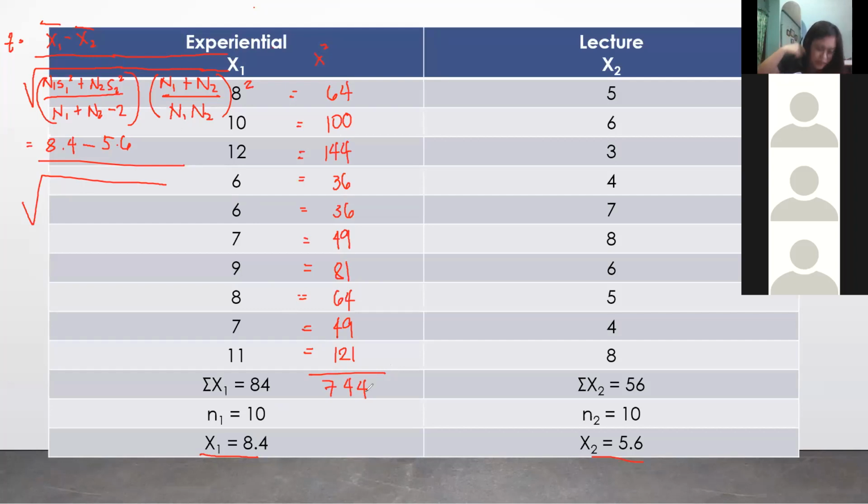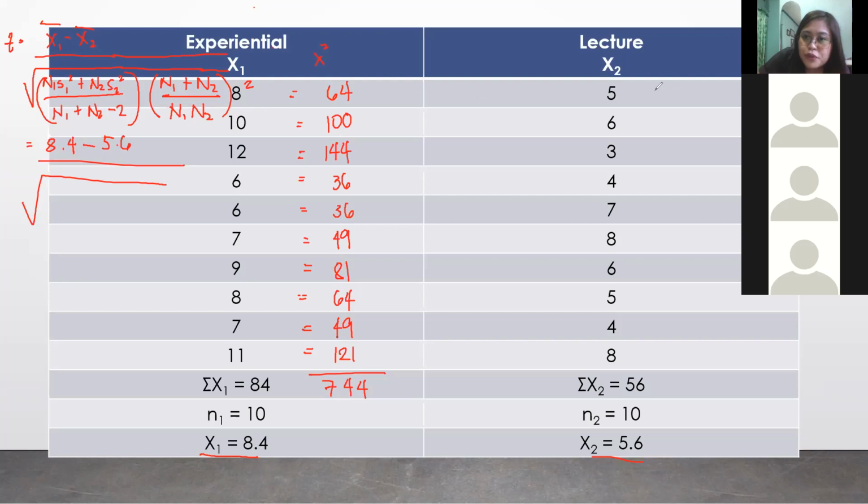Ano naman siya? -2. Wait lang ha, kay dili pareho ang formula sa book o sa internet. Bakit? Okay. Anyway, that's 744. And then let's do the group 2.